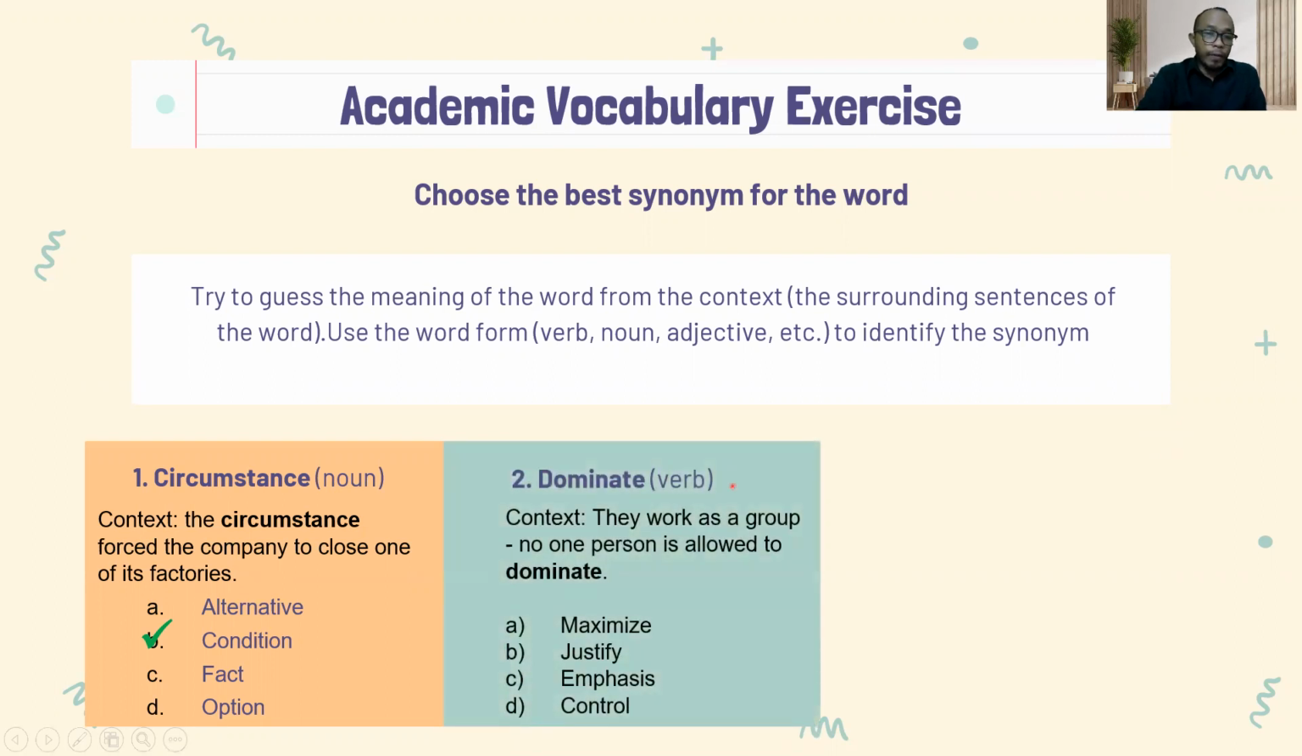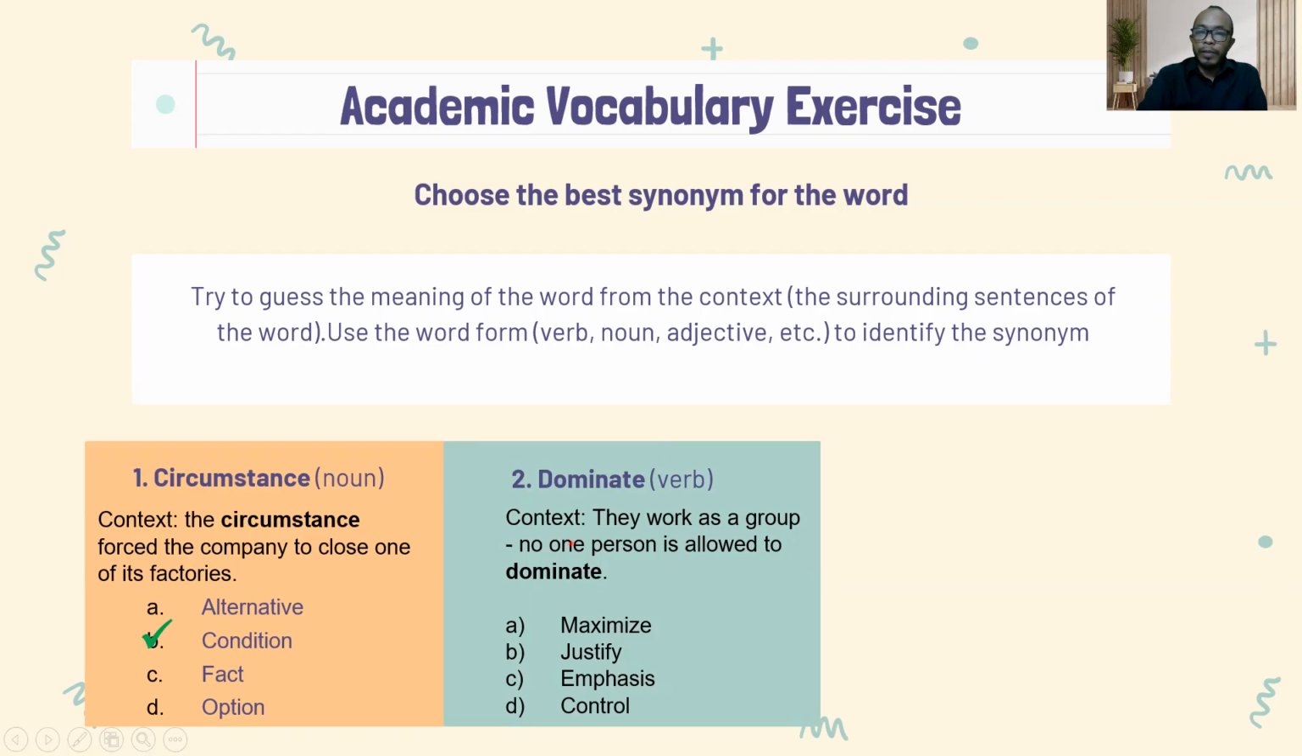Dominate. So it's a verb. And which of these options do you think is the best synonym for the word? Again, you can pause the video to try to answer the question. All right, so what do you think is the correct answer? Now let's see. It's a verb. Therefore, you need to first identify the word forms of these options. And unfortunately, all of them, except for C, are verbs. So we can eliminate C. We have only three options.